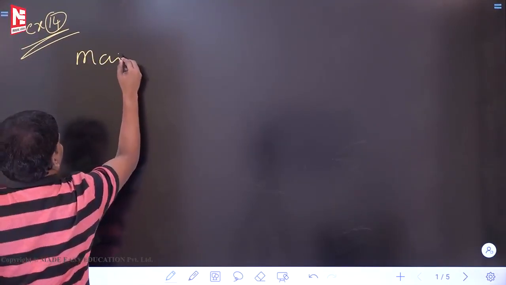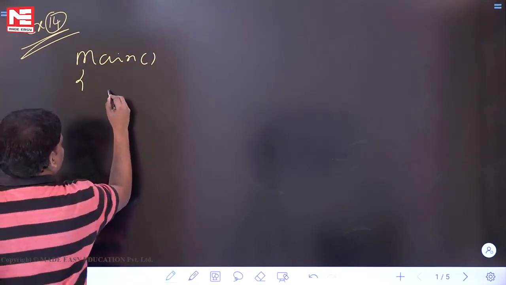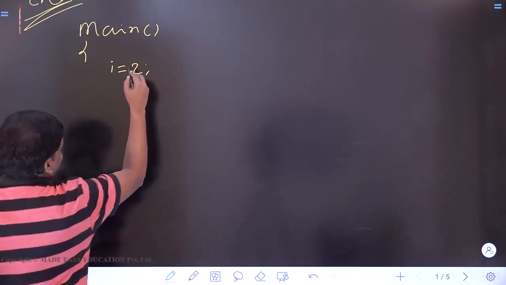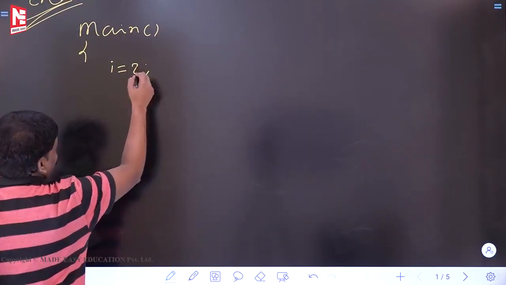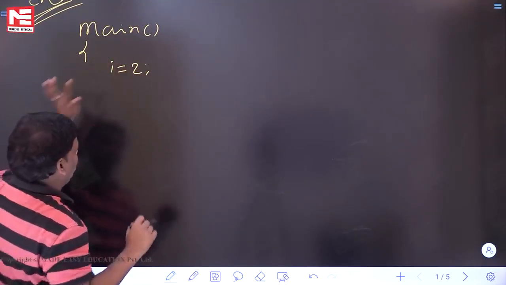Example 14. Right, see this problem also. I is equal to 2, some number. Say I is equal to 1, I is equal to 2, really doesn't matter. I is equal to 10 also you can write. Right, small things don't bother. Isn't it? I is equal to 2.